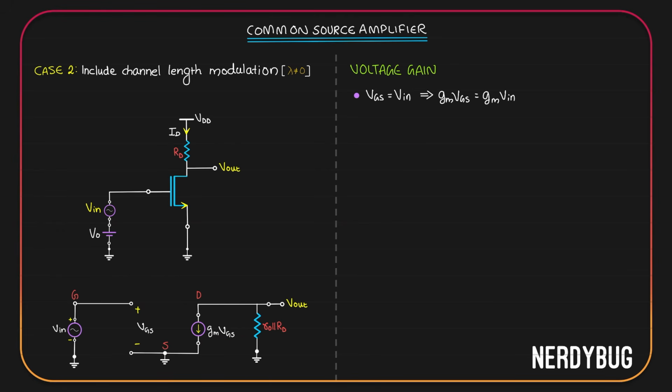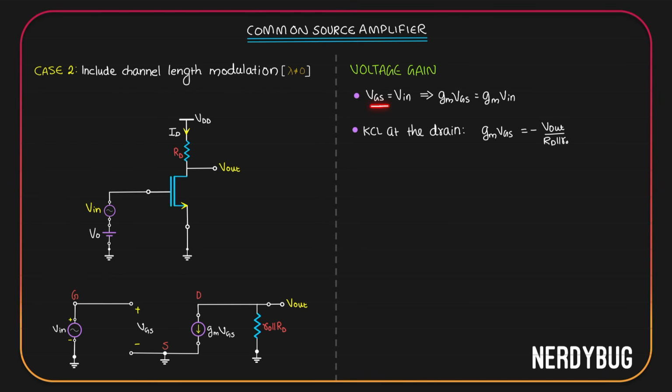Next, we'll apply Kirchhoff's current law at the drain. There are two currents. One is gmVGS flowing out of the node. Second will be the current flowing through the resistor R0 parallel to RD. The potential across it is Vout. So the current will be Vout divided by R0 parallel to RD. According to the law, their sum should be equal to 0, or gmVGS should be equal to negative of the current flowing through this resistor.